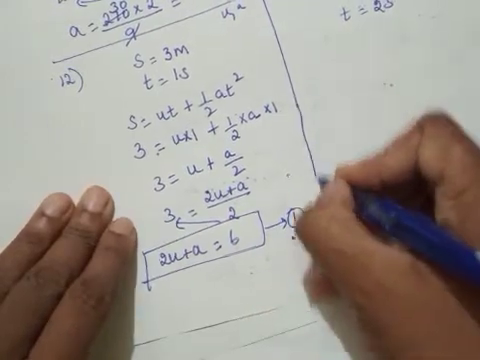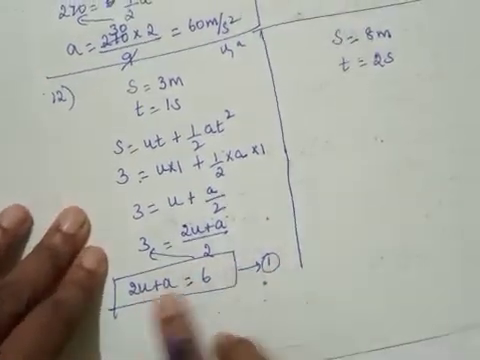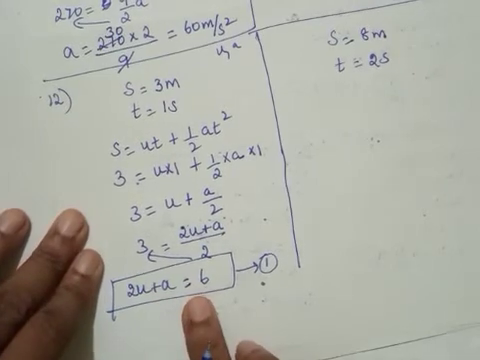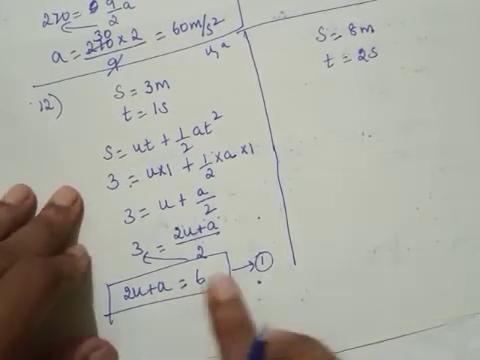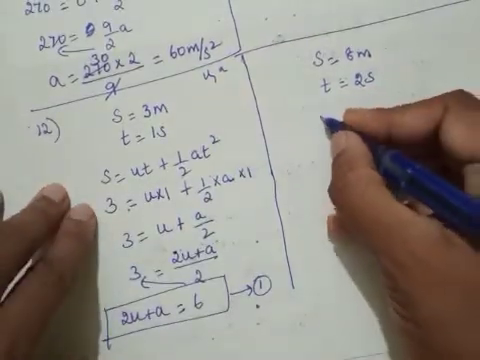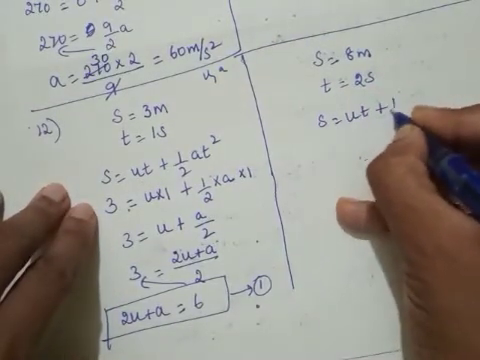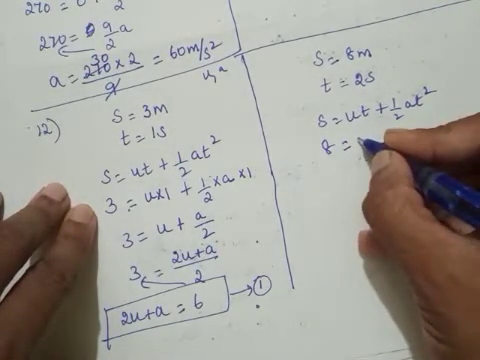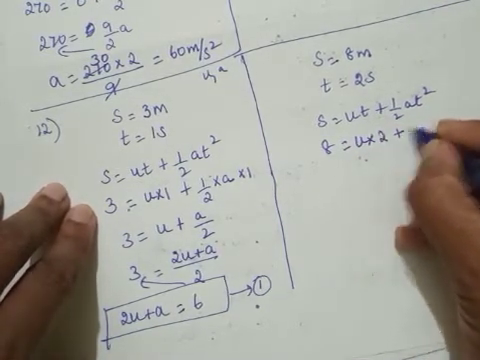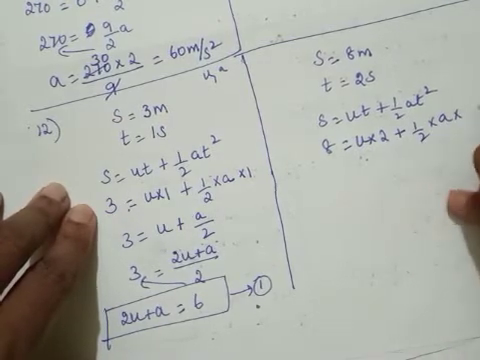Like how you do simultaneous equations in maths, having x and y and finding the values of x and y, same way you're going to get two equations in U and A. Solve those two, you will get the values. So same way I'll have to use ut plus half at square. 8 is equal to U into 2 plus half into A into 2 square.